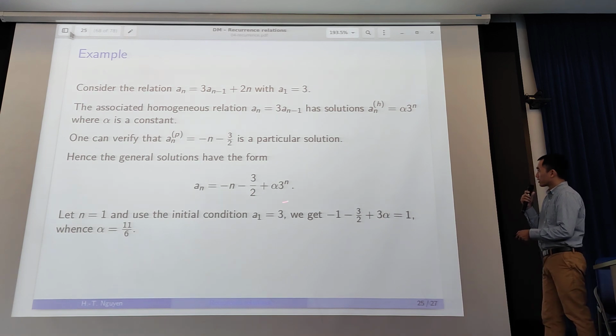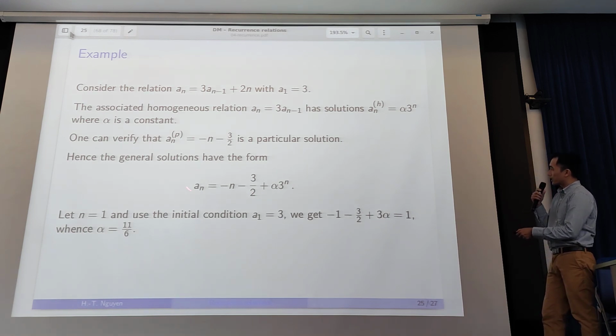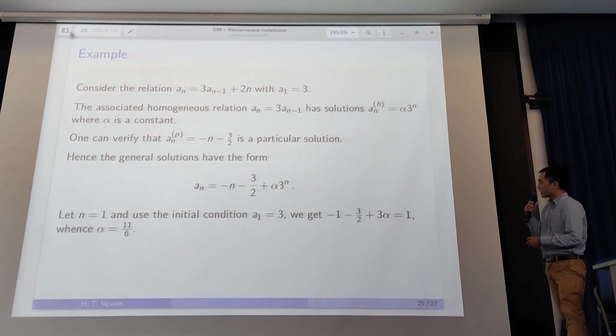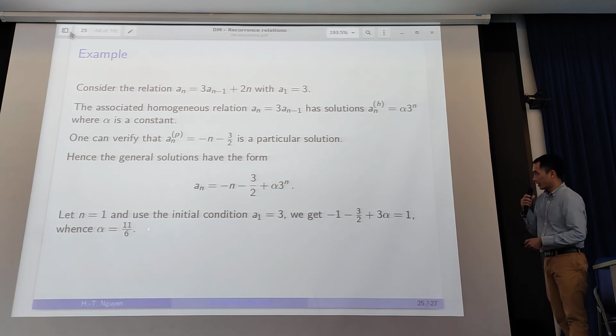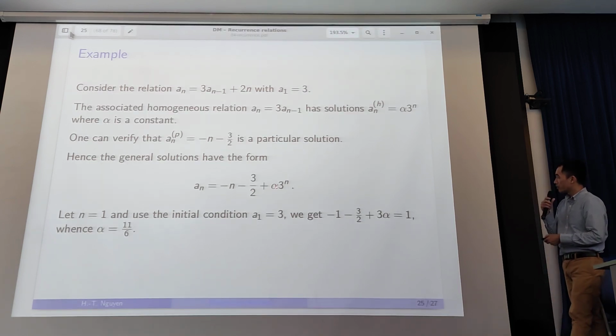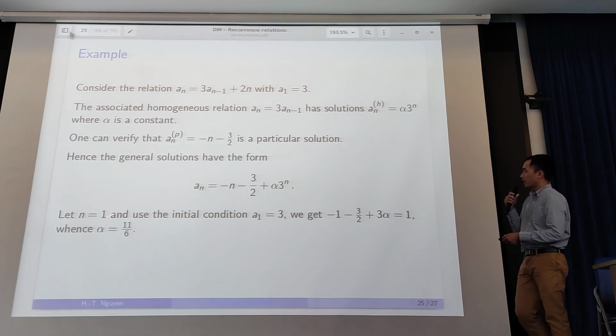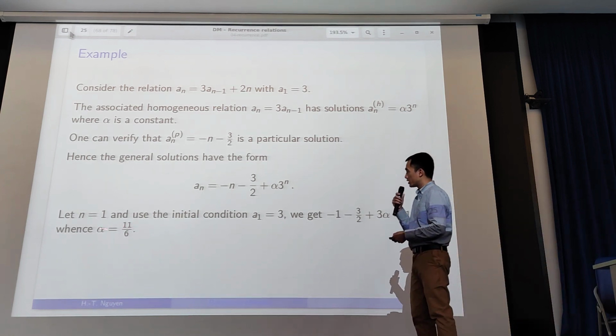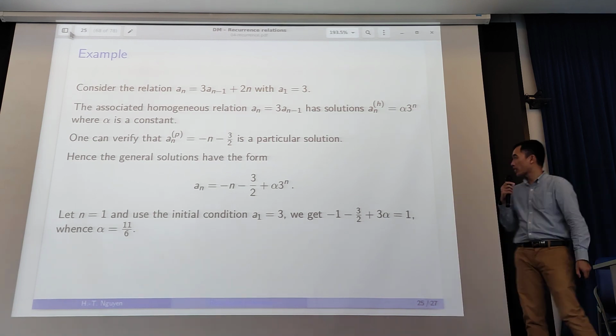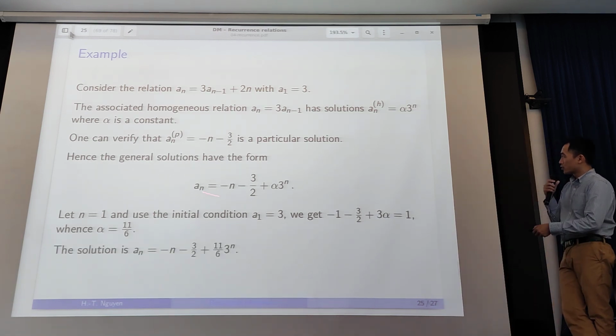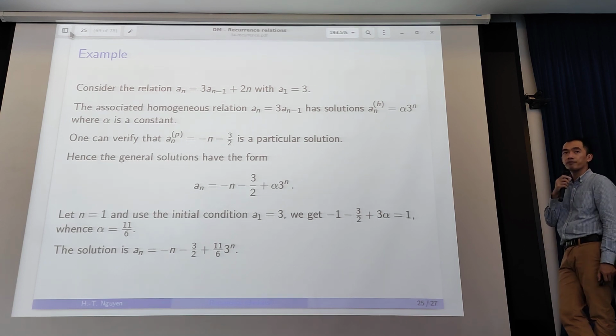Okay? So now we have this form, and it remains to calculate alpha using the initial condition here. And finally, if we replace n with 1 here, we have minus 1 minus 3 halves plus 3 alpha is equal to 3. And you can solve to find alpha is equal to 11 divided by 6. And the solution will be this one. Okay?